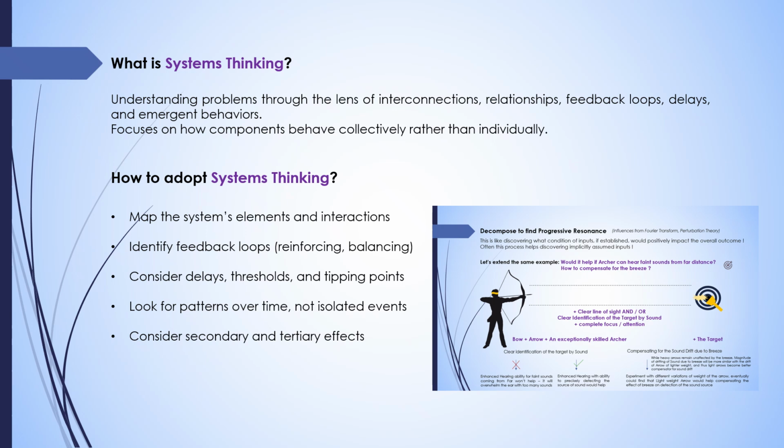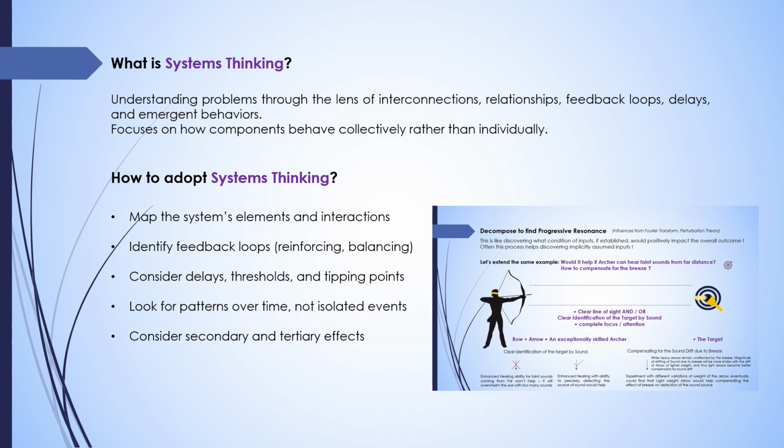Systems thinking is about understanding how outcomes emerge from interacting forces, not isolated decisions. Let's stay with our blindfolded archer and the breeze. At first, the breeze looks like a disturbance, but systems thinking asks us to go further. How does the breeze interact with everything else in the system?